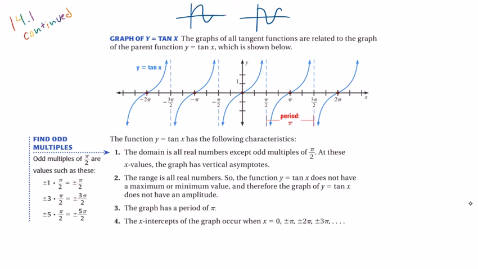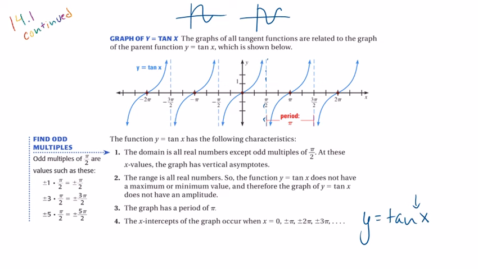And characteristic number 3, it does have a period of pi. So the pi distance, if you're looking on a graphing calculator, is going to be just past 3. At about 3.14 is when it starts to repeat. So if I were to start here at 0, it goes up, hits that asymptote, and then I've got to come up from negative infinity, and that's when it starts to repeat there at pi. And number 4, the x-intercepts occur starting at 0 and then every pi units. All right, and that is just for y equals tangent of x.